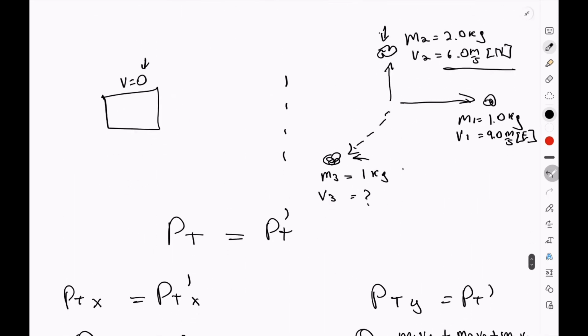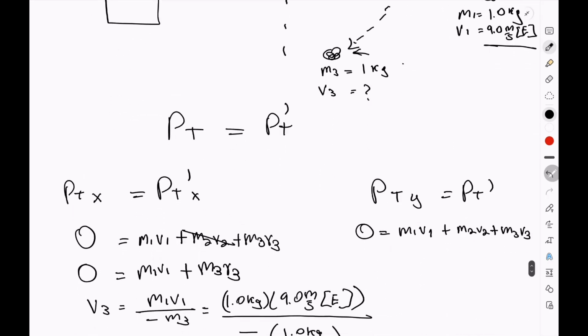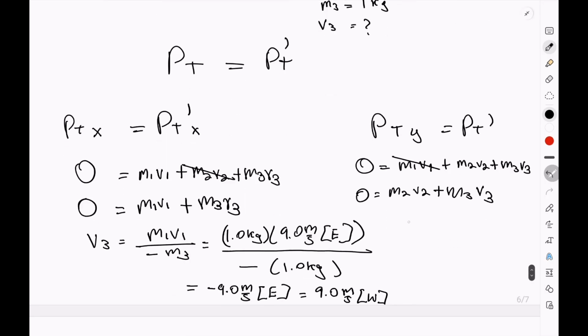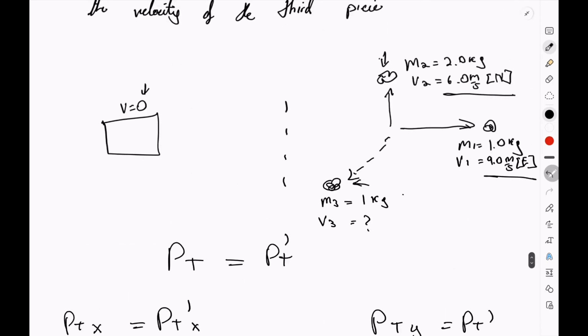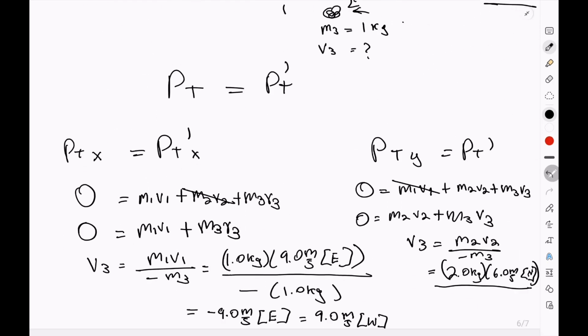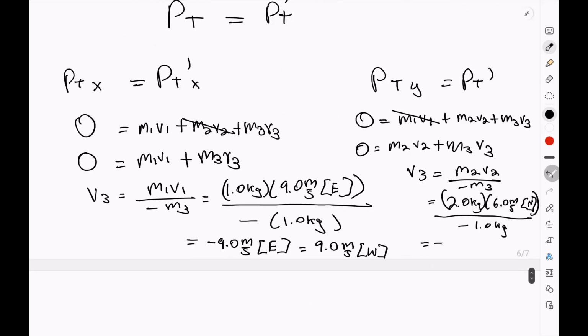Now, looking at M1, we know that it's 9 meters per second east. It has no velocity in the y direction, right? So we will cancel that out. So we're left with M2 V2 plus M3 V3. Isolating for V3, we get M2 V2 over negative M3. So we get negative 12 meters per second north, or 12 meters per second south.